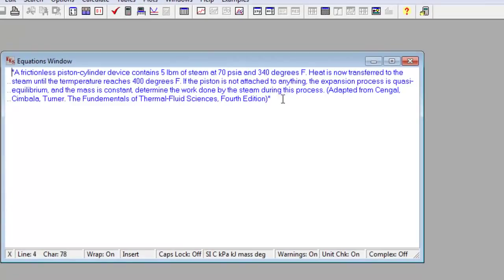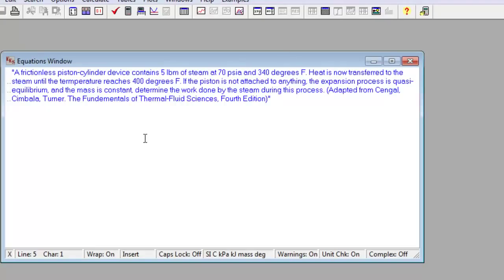So here we have a question that I adapted from the Cengel, Cimbala, Turner book, Fundamentals of Thermal-Fluid Sciences, 4th edition. A frictionless piston cylinder device contains 5 pounds of steam at 70 psi and 340 degrees Fahrenheit. Heat is now transferred to the steam until the temperature reaches 400 degrees Fahrenheit. If the piston is not attached to anything, the expansion process is quasi-equilibrium, and the mass is constant. Determine the work done by the steam during this process.